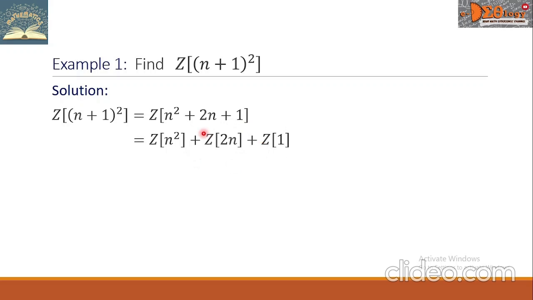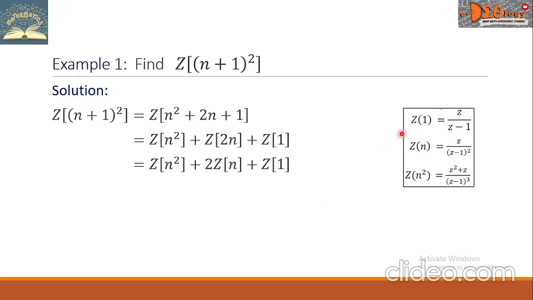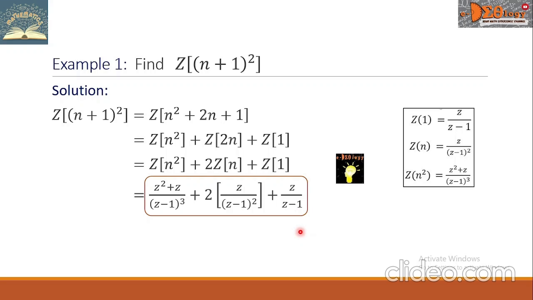In the middle here, we have the Z transform of 2n. 2 here is a constant, so we can move it in front of the Z transform symbol. So it becomes like this. In our previous video, we have the formula for Z transform of 1, Z transform of n, Z transform of n squared. We will substitute the corresponding values respectively. So it becomes like this, and this is the final answer.